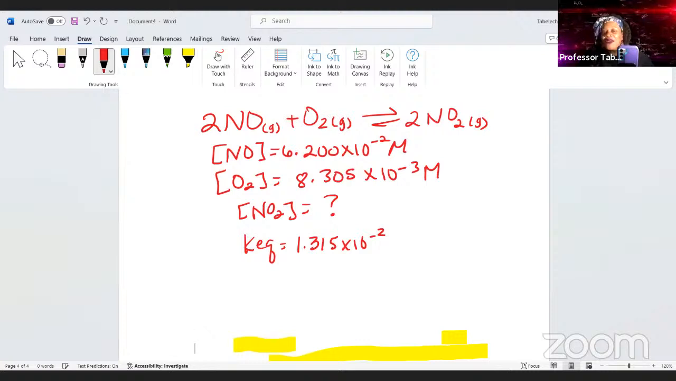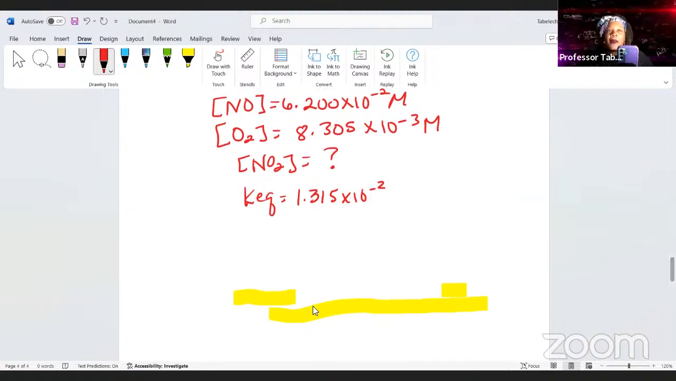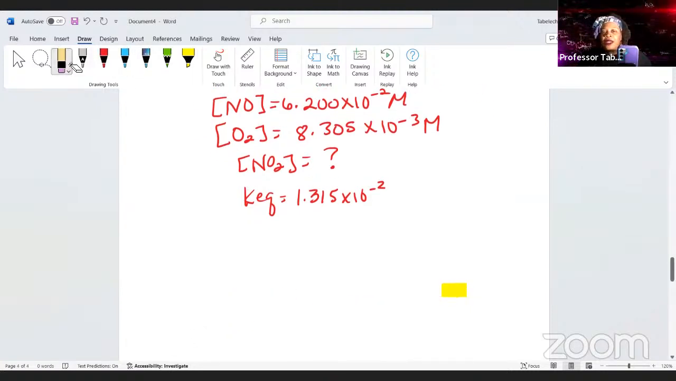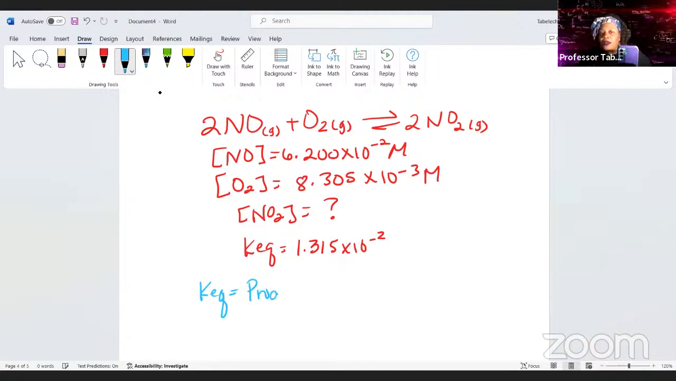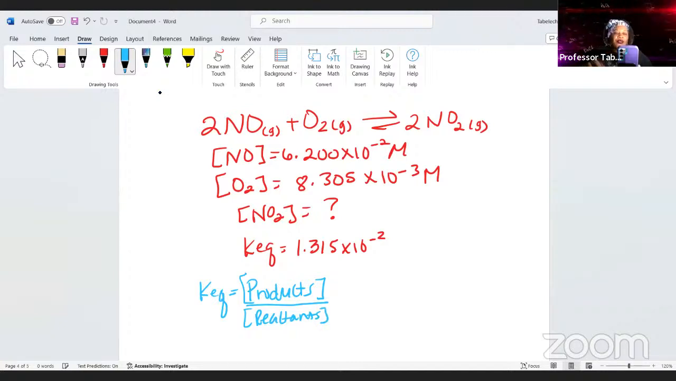So let's go ahead and find the answers here, and let's set it up the way we know how. Remember, in this particular problem, you're going to say your K EQ equals your products raised to whatever power it is, if there are any coefficients, divided by your reactants raised to whatever power that they have as well.